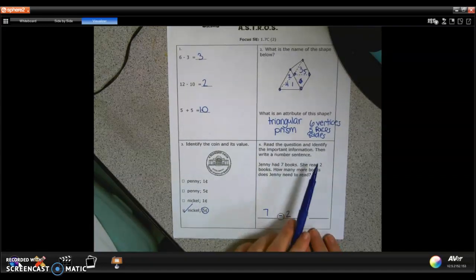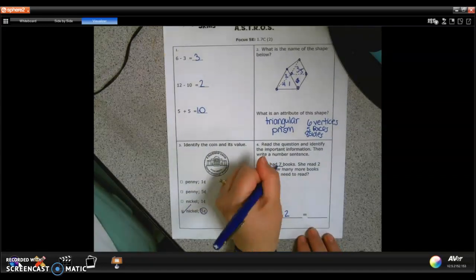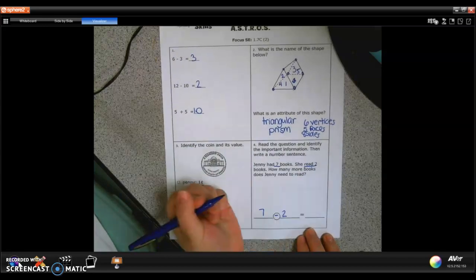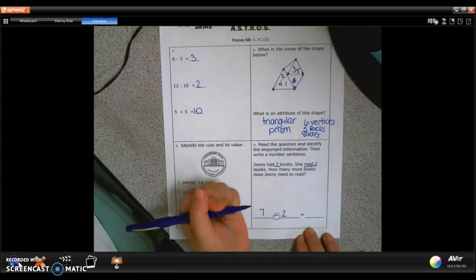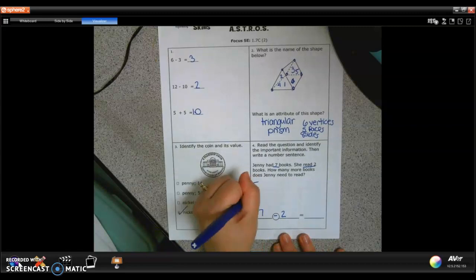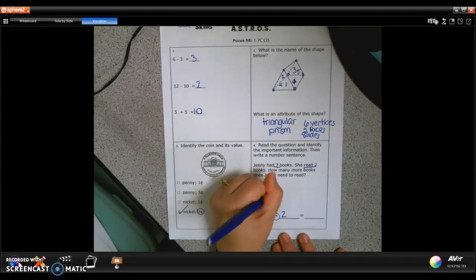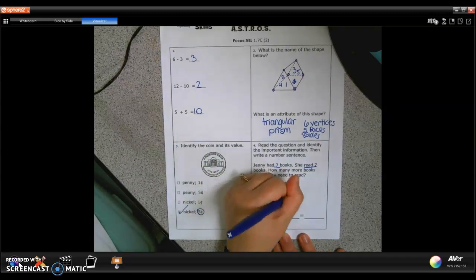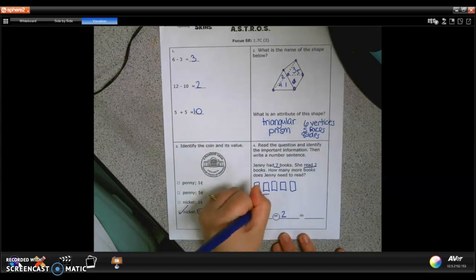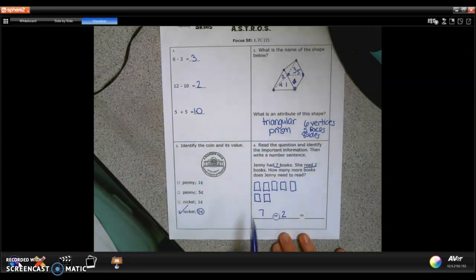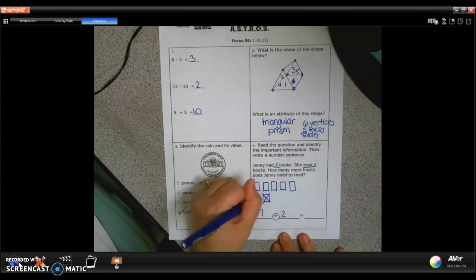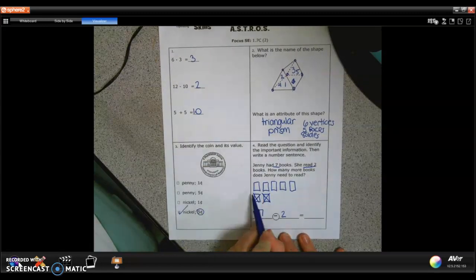So I've read the question, identified the important information. I know she had 7. I know she's reading 2. That's my change, and we're looking for this right here. So I'm going to have my 7 books. 1, 2, 3, 4, 5, 6, 7, and I'm going to represent it like this because then I can see it as if it was in a 10 frame. And I see she's read 2. And that shows me there's 5 left over.